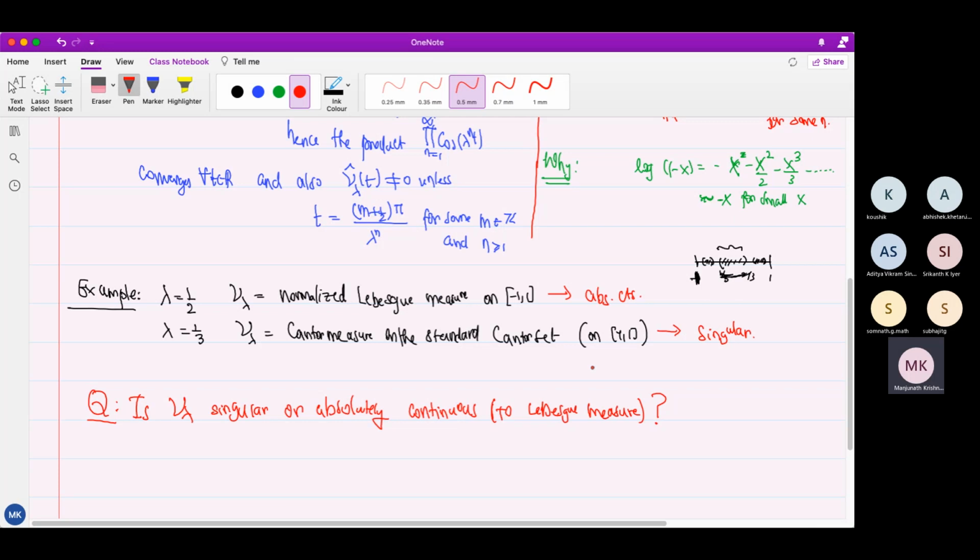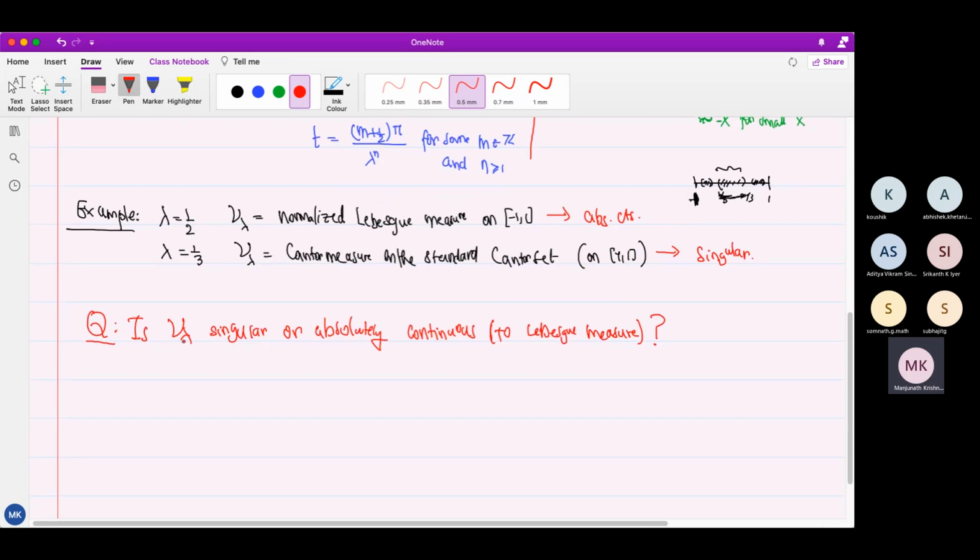Remember that singular means that nu lambda puts all its mass on a set of 0 Lebesgue measure. That is, there is a set of 0 Lebesgue measure such that nu lambda of that set is 1. That is what singular means. Absolutely continuous means nu lambda has a density with respect to Lebesgue measure. Or the definition of absolutely continuous is that if any set has 0 Lebesgue measure, then nu lambda also gives it 0 measure. It's the polar opposite of singular. This is an important question about measures, whether they are singular or absolutely continuous, and whether that's the same as having a density or not.